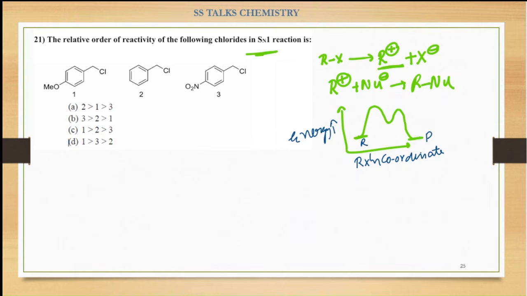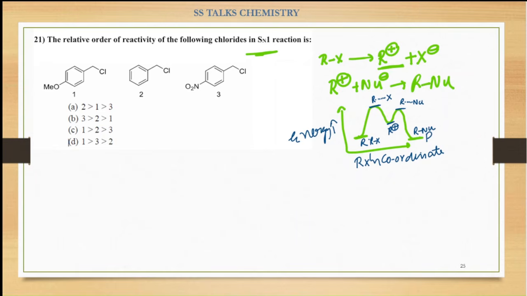Initially in the reactants you have the R-X bond present. The first transition state depicts the breaking of the R-X bond. This particular point represents the formation of the carbocation. Then this transition state shows the attack of the nucleophile over the carbocation, and at last in the product you get the nucleophile bond formed over here. So this is what happens.